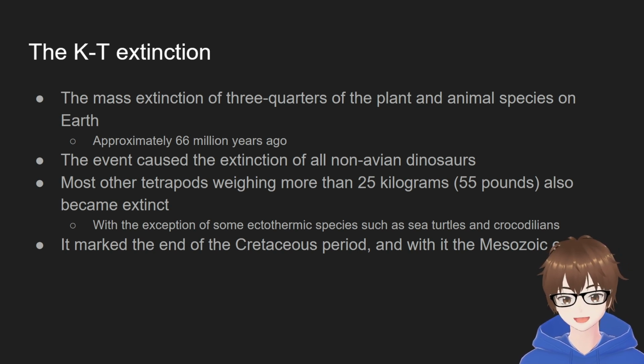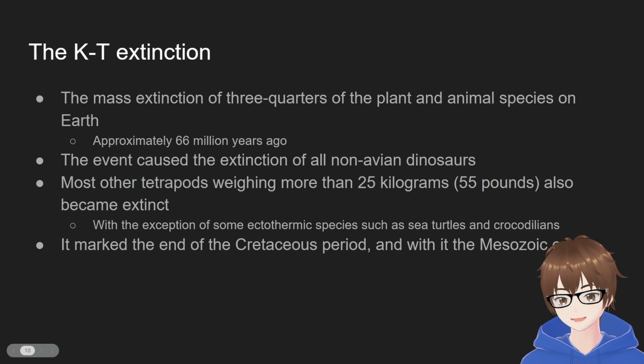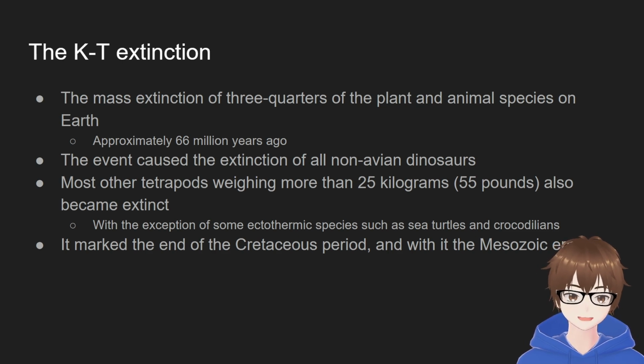And most tetrapods weighing more than 25 kilograms, or 55 pounds, also became extinct. So most of the big ones are gone, but there were the smaller ones, with the exception of some of the ectothermic species such as sea turtles and crocodilians. So crocodiles are kind of like living fossils too, since they survived, and sea turtles. It marked the end of the Cretaceous period, and with it the Mesozoic era.